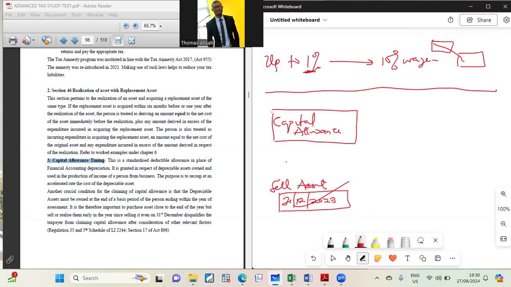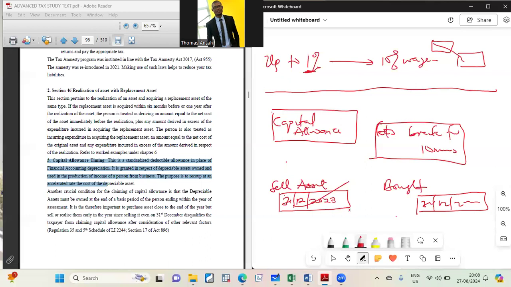Okay. Because by the time the year ended, did you have the asset? No. And so why should they give you capital allowance? The law says in the year you don't own the asset, nobody will give you capital allowance. Okay. But if you bought an asset on, let's say, 31st December 2023, and you use it, will you get capital allowance? Yes. So have you seen the differences?